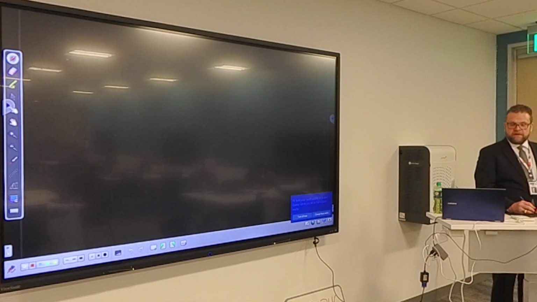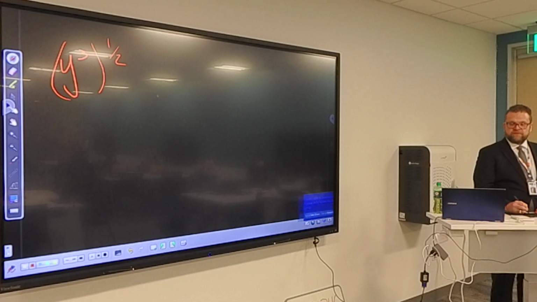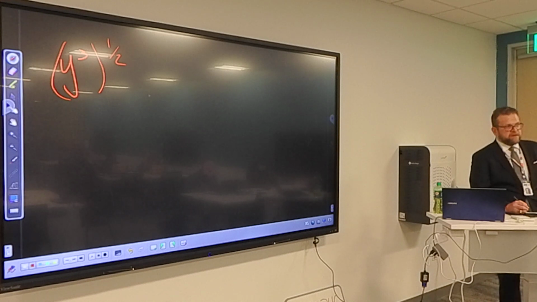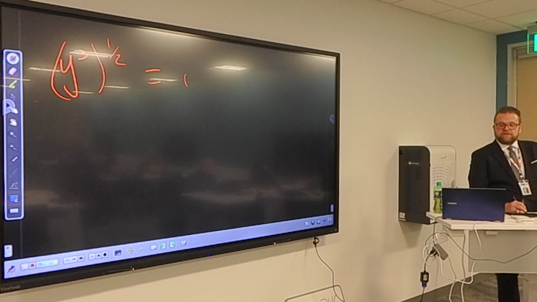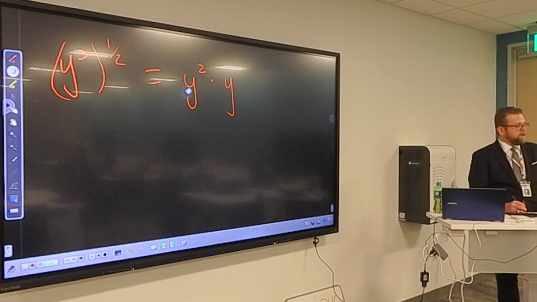So if it was y cubed to the 1/2, it's true that this is y to the 3/2, but that's not simplified. The goal was to simplify it. So I need pairs of y's, but it still has to be equal, so I write y squared times y.